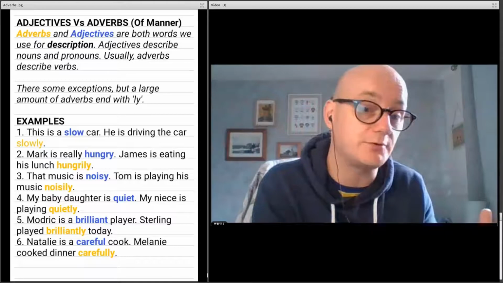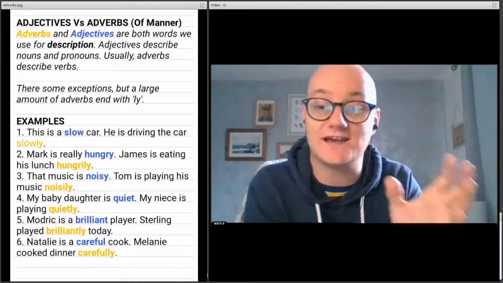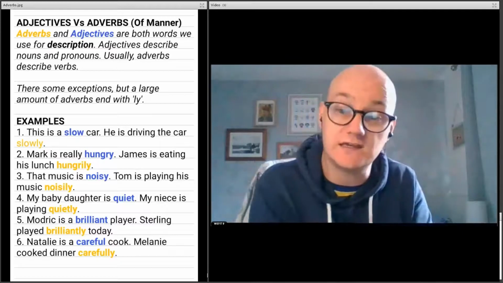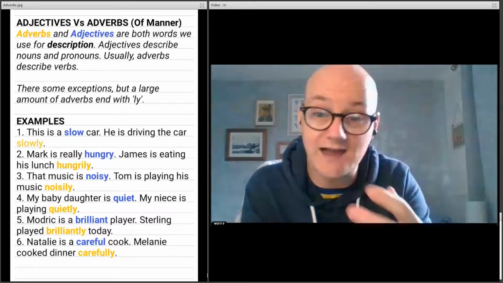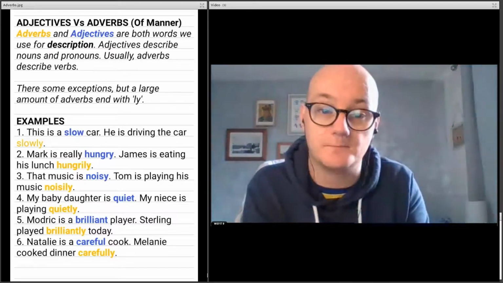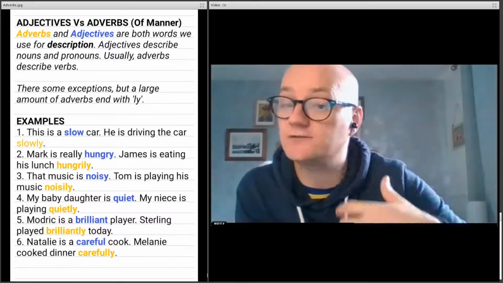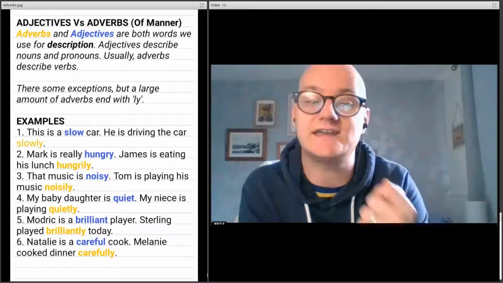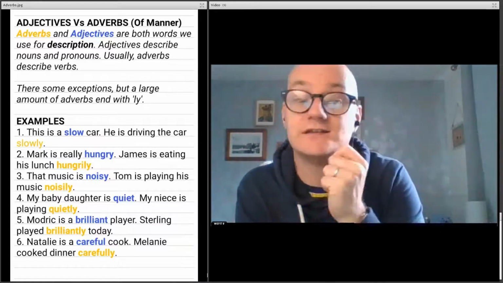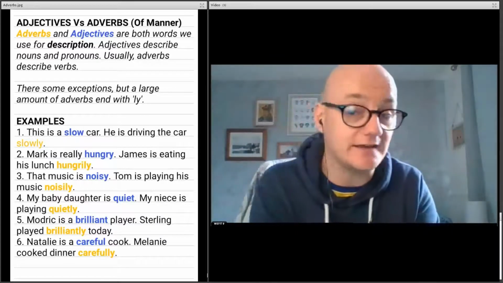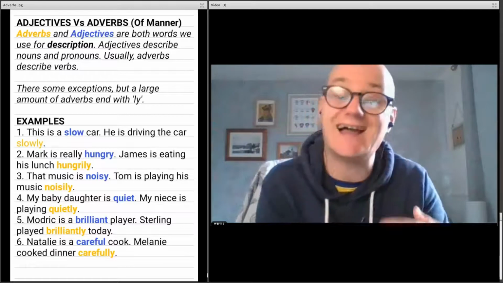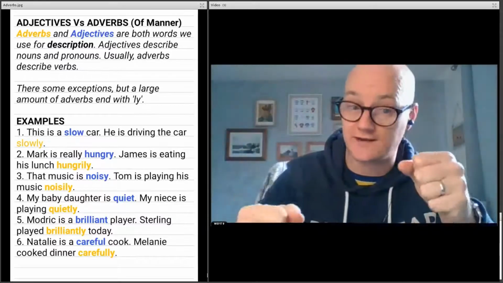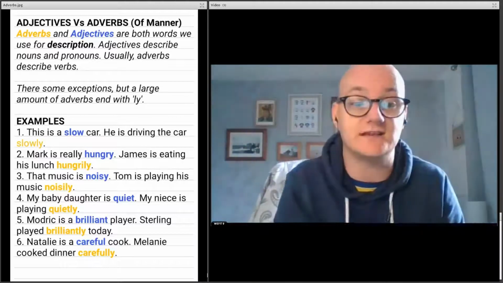So, for example, you could say, this is a slow car. The adjective, which is in blue, is slow. And the noun that we're describing is car. If you describe the verb, if you describe the action, you can say, he is driving the car slowly. And the adverb is slowly. It's not describing the car, it's describing the action of driving. Two or three easy examples.